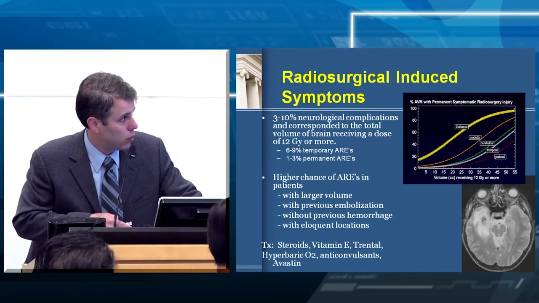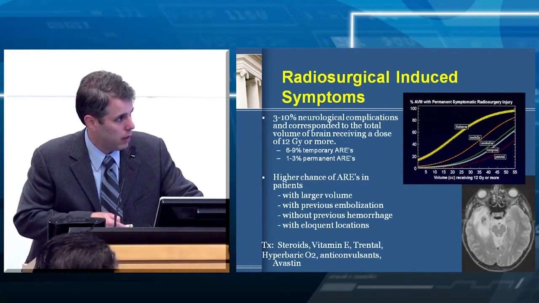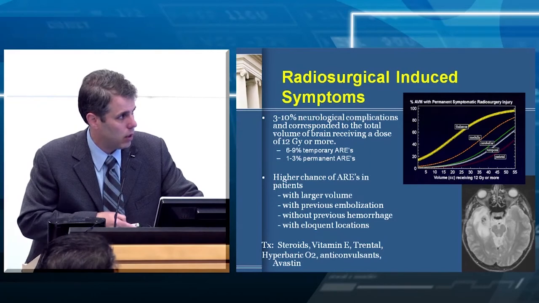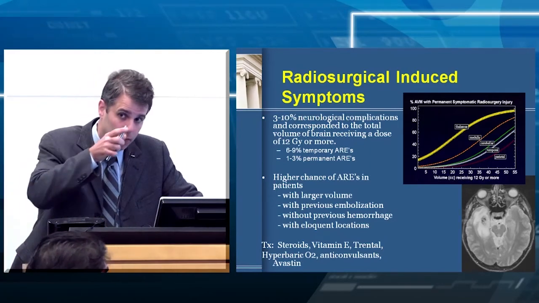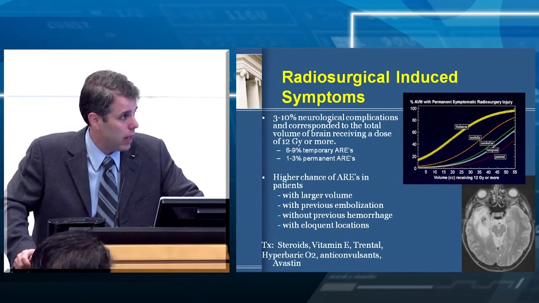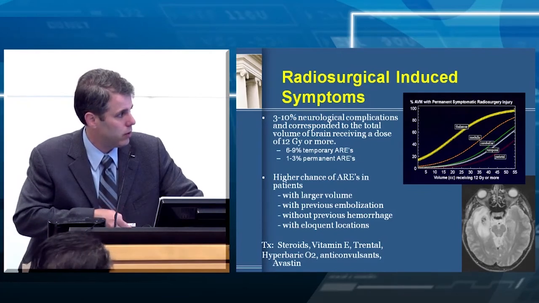Complications are more associated with larger volumes, previous embolization, those that had no previous hemorrhage, and those that had AVMs situated in eloquent locations. When you see something like this, though, and this is obviously a very challenging case to deal with, in the sense that you've got a nice compact nidus, you've treated it, you thought it was going to have a marvelous result, it's a small volume. The patient had a previous hemorrhage, you can see the pronounced T2-weighted signal changes around this.